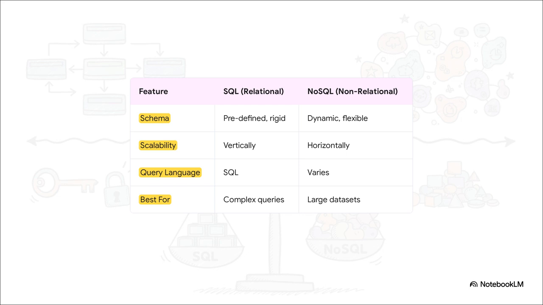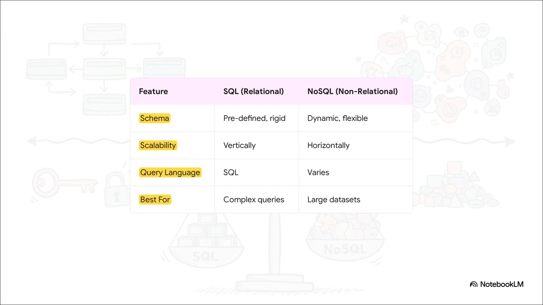SQL traditionally scales vertically. You make your one server bigger and more powerful. Think of it like putting a bigger engine in your car. NoSQL scales horizontally. You just add more cheap servers to a cluster. Think more cars on the road. For modern web-scale apps, that horizontal approach is a total game changer. And that leads us to the best for category. SQL is your absolute go-to for complex queries and when data integrity is non-negotiable. We're talking financial transactions, inventory management. NoSQL just excels with these massive, ever-changing data sets, and it's perfect for rapid development cycles where you need to stay agile.